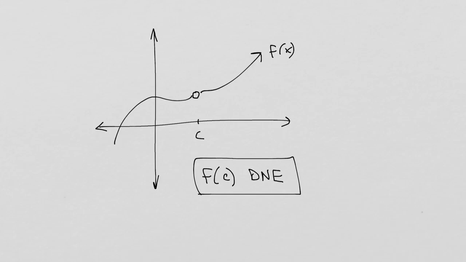This is a picture of what it would look like for f of c to not exist. When you have an input value of c, the output value is not there. It is not defined. It does not exist.